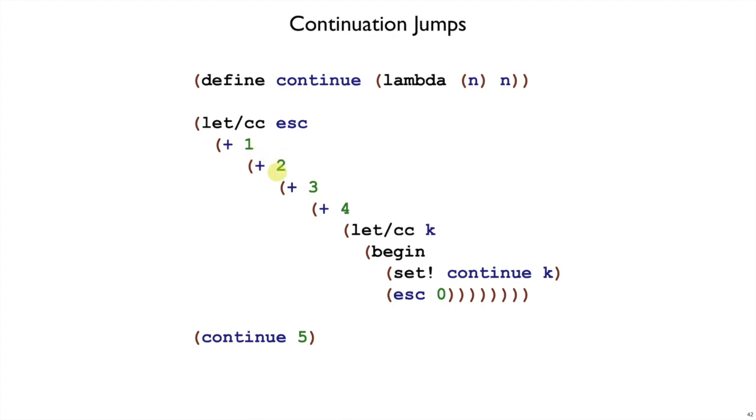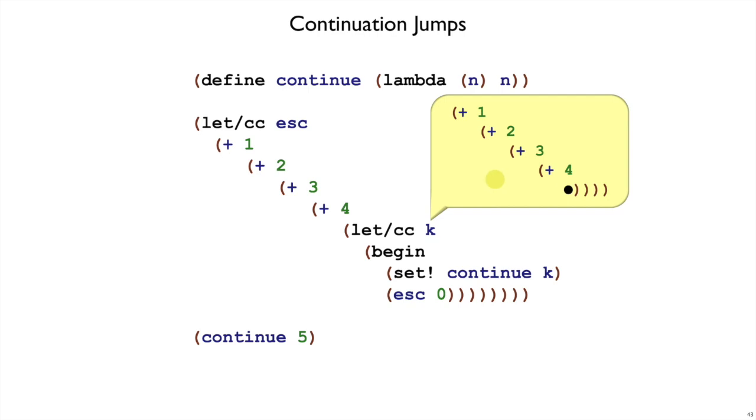So I've got plus 1, plus 2, plus 3, plus 4, and I've given a name escape to that outer continuation so I can escape. But I've also given a name to this inner continuation, k, which is the plus 1, plus 2, 3, 4. And I've taken that continuation and stored it in the continue function at the top level. Continue starts out as just being the identity function, but at this point I change continue to refer to that continuation. And then I escape with 0, which means return 0 to the continuation of this letcc, which just produces 0.